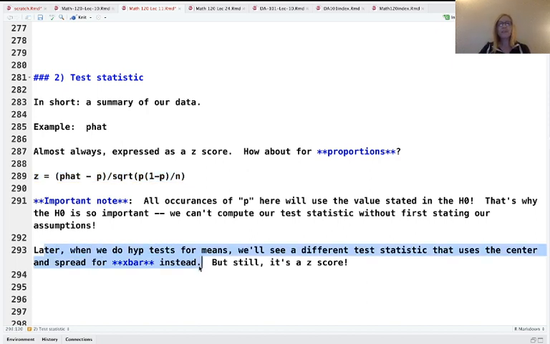Later on, when we do hypothesis tests for means, we're going to see a different test statistic, but it's still going to be a z-score. It's just going to use all of the different parts from the sampling distribution for x bar. So it's going to be x bar minus mu over sigma divided by the square root of n. Still a z-score. Still exactly the same thing that we did in week 8, but using the mean stuff. That's going to come next week. We're not going to do that this week. Just here's a little heads up for next week.